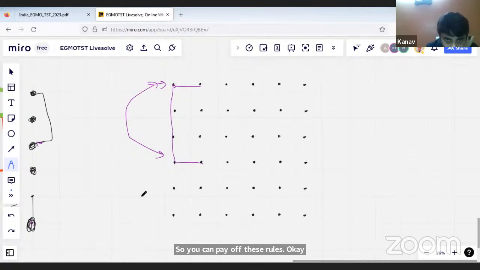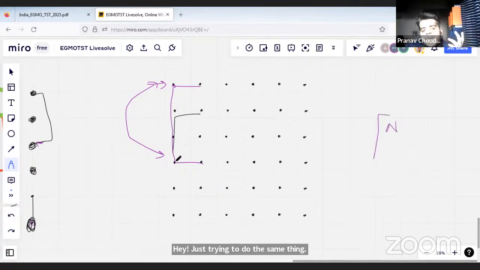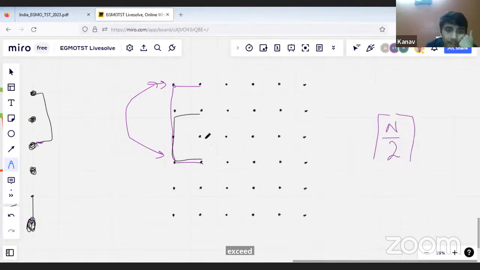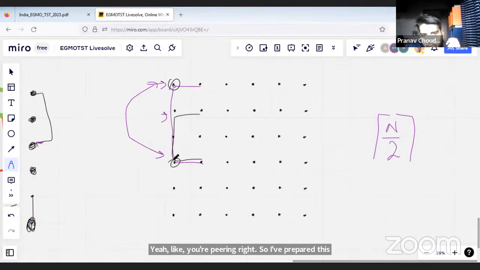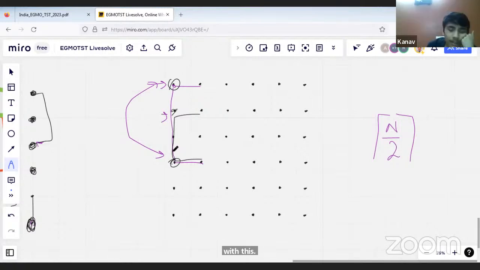Yeah. I was trying to do the same thing. So the issue here is, wait, why can't you do this? Oh, it will start from here and end here, then I'll do it. Yeah, like you're pairing, right? So I have paired this with this. But now, why can't I pair 2 and 4 also? What's the issue? You can.